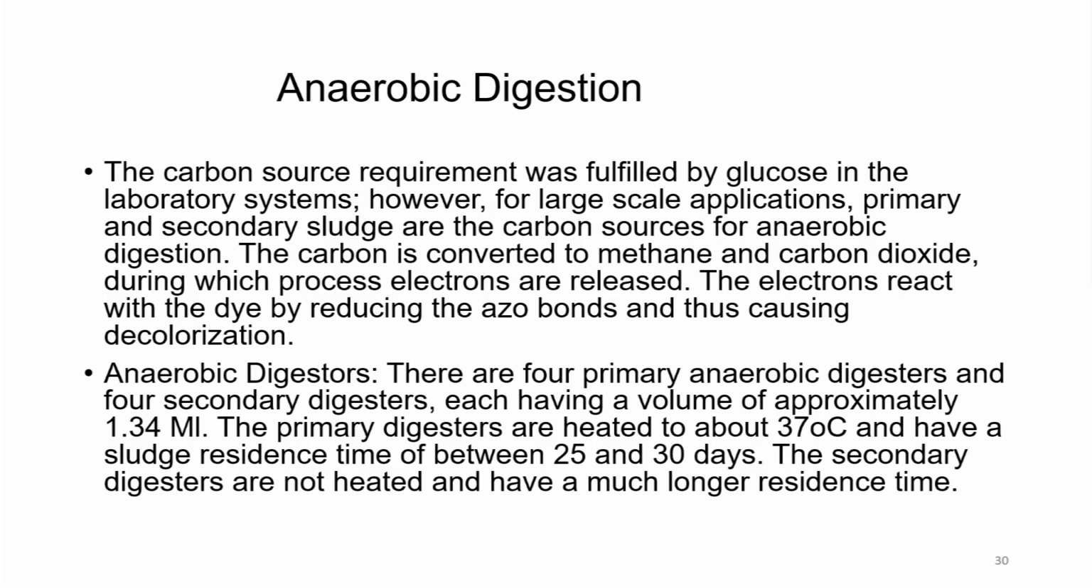Anaerobic digester. There are 4 primary anaerobic digesters and 4 secondary digesters, each having a volume of approximately 1.34 megaliters. The primary digesters are heated to about 37 degrees and have a sludge residence time of between 25 to 30 days. The secondary digesters are not heated and have a much longer residence time.